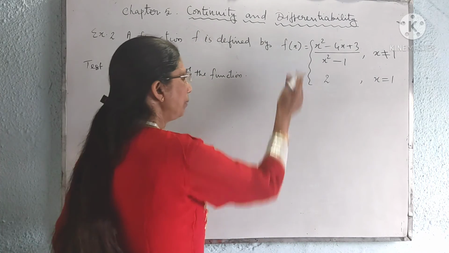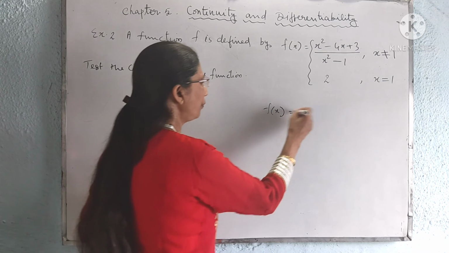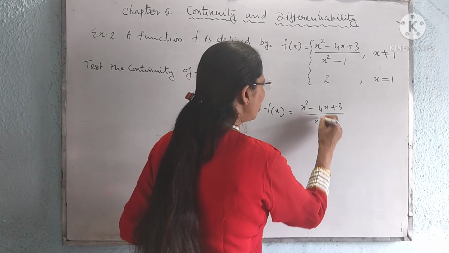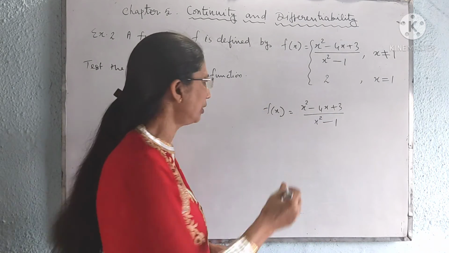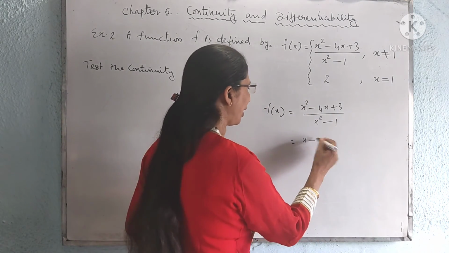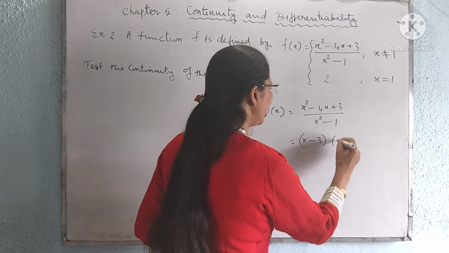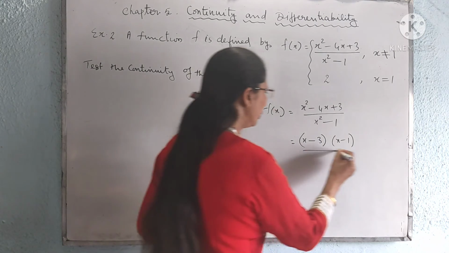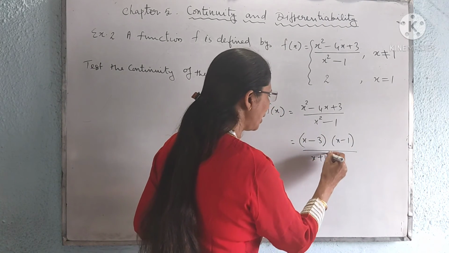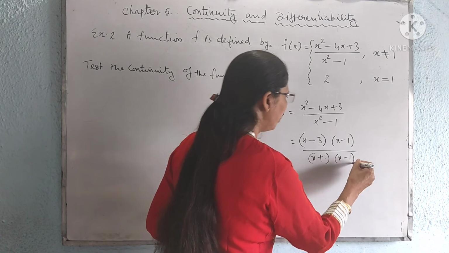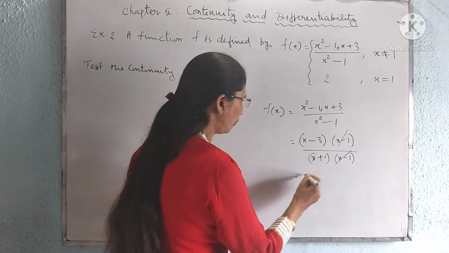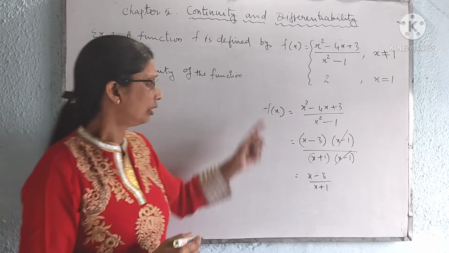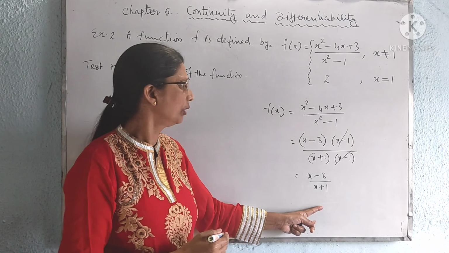First step, we will simplify this function. f of x equals x square minus 4x plus 3 upon x square minus 1. We can simplify this. x square minus 4x plus 3, splitting the middle term, we can write as x minus 3 into x minus 1, upon x square minus 1, which we can write as x plus 1 into x minus 1. We can cancel these two. Then the function becomes x minus 3 upon x plus 1, the simplified form.